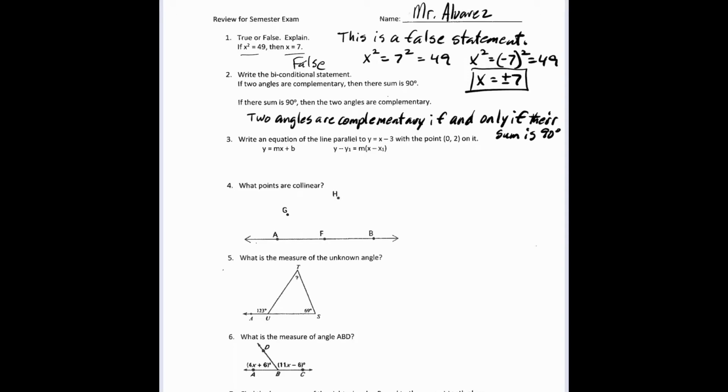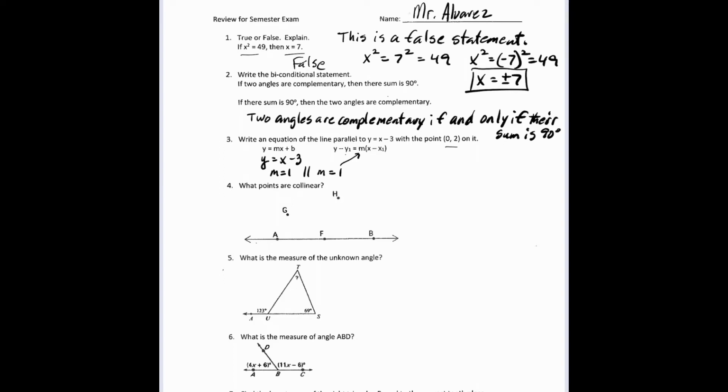Okay? Write an equation of the line parallel to y is equal to x minus 3 with the point 0, 2 on it. Let's look originally at this equation, x minus 3. What is the slope? The slope is equal to 1. And in parallel lines, this is the symbol for parallel, you need to have the same slope. So it has to be m equal to 1.